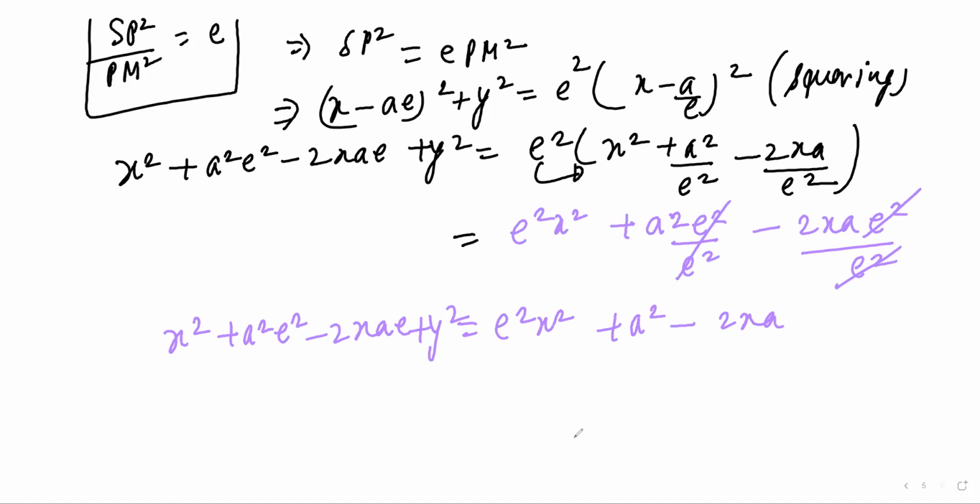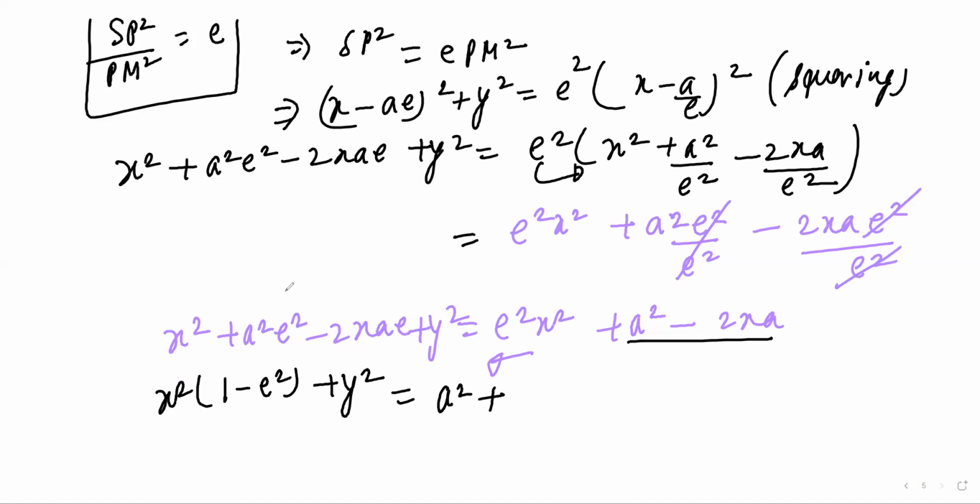Yes, sir. Okay, now take the common. So take this on the left hand side. So common will be x². Remaining is 1 minus e² plus y² is equal to, take all the parts on the right hand side. So remaining is this part. It is a², and take this on the right, so it will be minus a²e², and this will be plus 2xae minus 2xa.